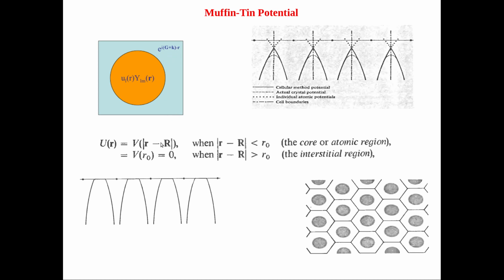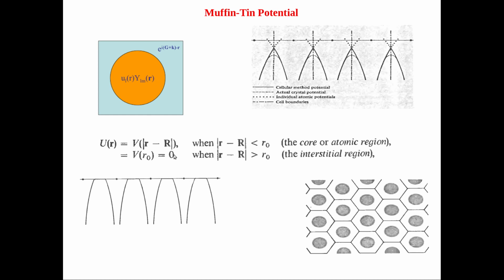In the core region, we assume the potential to vary like 1 over r type. So the potential felt by the electron when it is inside the muffin tin sphere is 1 upon r type, or it depends only on the magnitude of the distance from the nucleus of the atom. This means the potential is radial type. Okay, and outside the muffin tin sphere, the potential is constant.